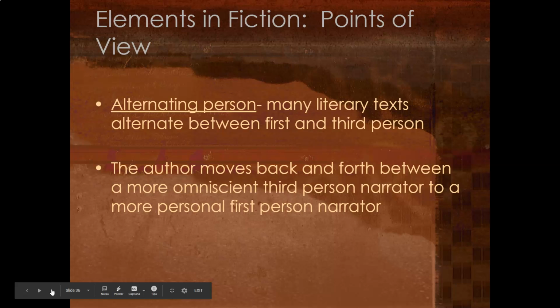We also have alternating person, which many literary texts use. So this is where the author alternates between first and third person. The author moves back and forth between a more omniscient third person narrator to a more personal first person narrator.